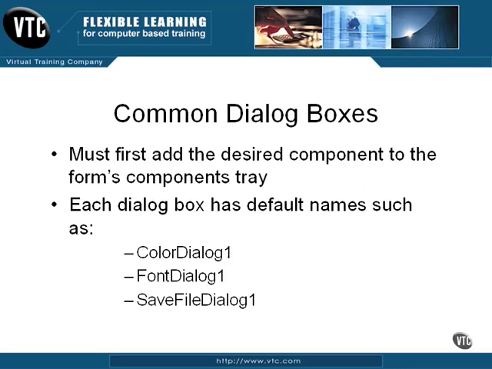The first step is to add the desired component to the Forms Components tray. When this is done, you'll notice that each dialog box has a default name, such as Color Dialog 1, Font Dialog 1, and so forth. And if you want, you could rename those just like you can rename any other control that's on the form. But there's really no need to rename them because you can only use one at a time anyway, and you would not really want to have multiple color dialog boxes, for example. There would be no point to have Color Dialog 1 and Color Dialog 2, again because only one could be active at any given time. So the standard is simply to use the default names.